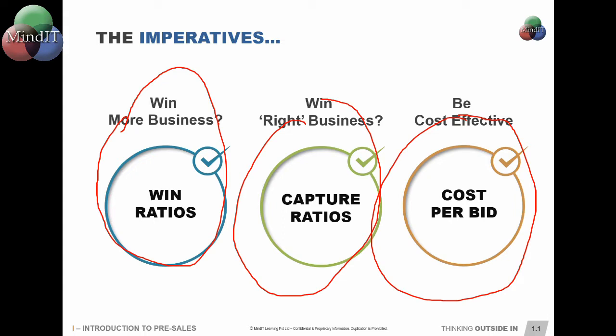So when we look at win ratios, what is a win ratio? Win ratio is simply the number of proposals won to the number of proposals submitted. So this ratio indicates how well you're winning various opportunities. So if you won 3 opportunities out of 10, obviously your win ratio is 30%.